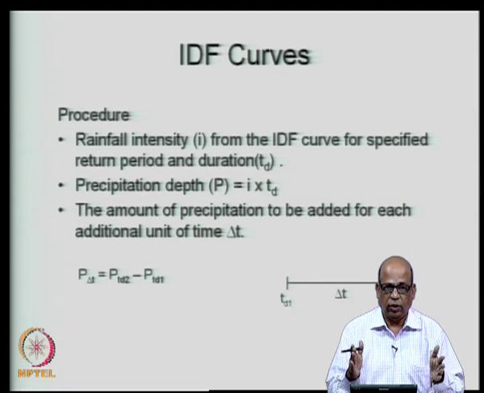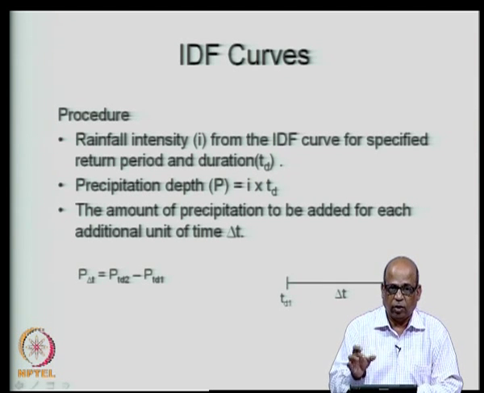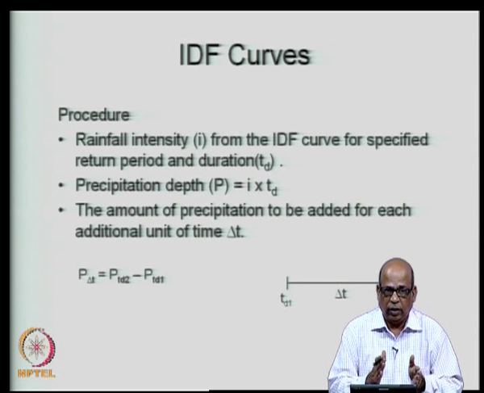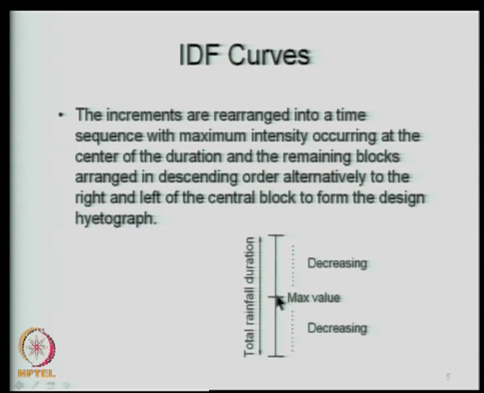You have the total duration, let us say of 1 hour, and then your delta t is 10 minutes. So, 10 minutes, 20 minutes, 30 minutes, 40 minutes, etc., up to 60 minutes. We obtain the maximum precipitation by looking at the T d 2 and T d 1 and so on, and then we arrange the precipitation in such a manner that the maximum precipitation occurs at the center of the total rainfall duration.